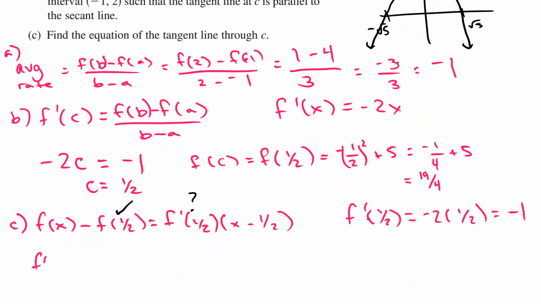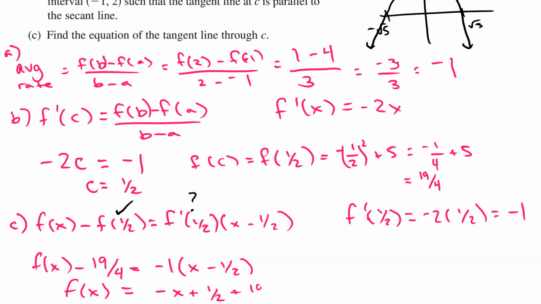So let's sub in. We've got f of x minus 19/4 equals negative 1 times x minus 1/2, negative x plus 1/2, and then we add the 19/4 to both sides. And when you do that, you will get 5.25 or 21/4. Whoopsie, I need my x in there, negative x plus 21/4. So that's our tangent line equation.